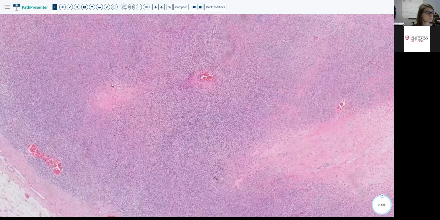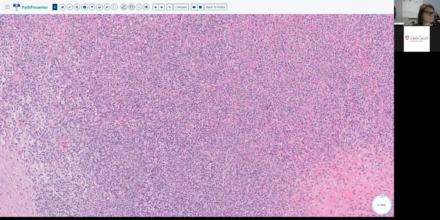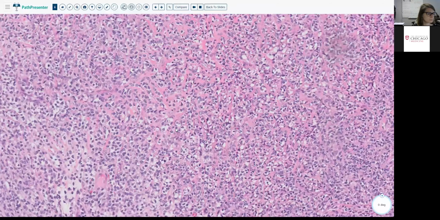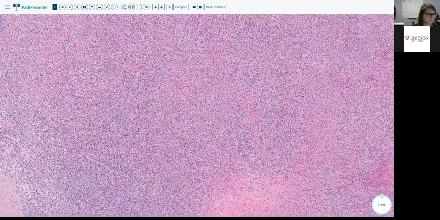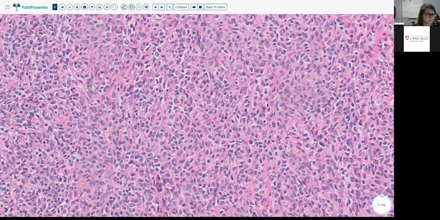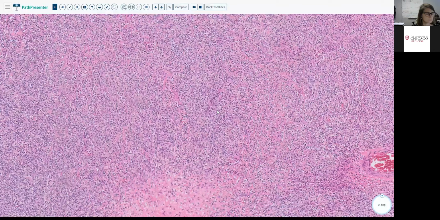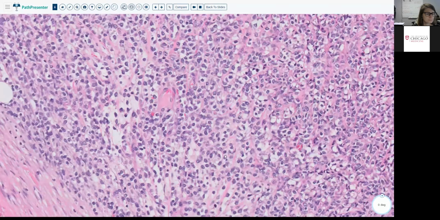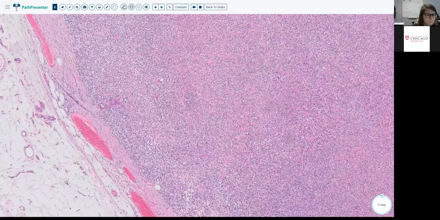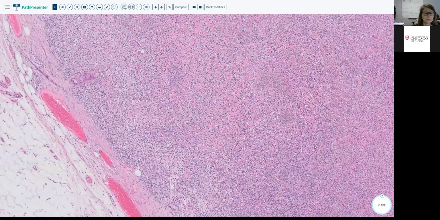Going in higher power, the overall architecture is kind of nondescript. At very high power, it looks like it has a focally whorling or storiform architecture. As far as salient cytologic features, some of the cells seem vacuolated. Some take on almost a signet ring appearance in a few locations, not so much here, but maybe more to the left. And there is very fine separating collagen. Sort of nondescript so far. It's monophasic. I see one cell population.